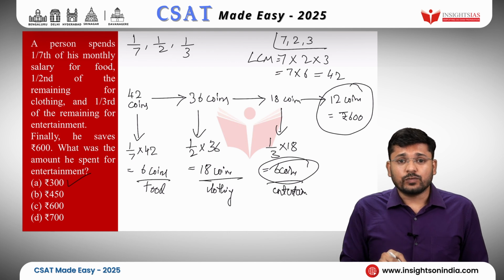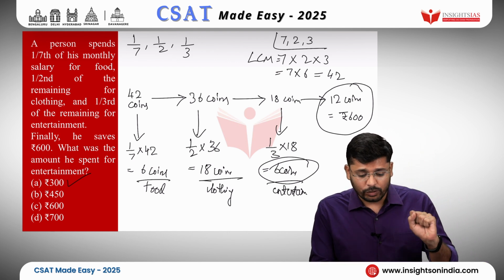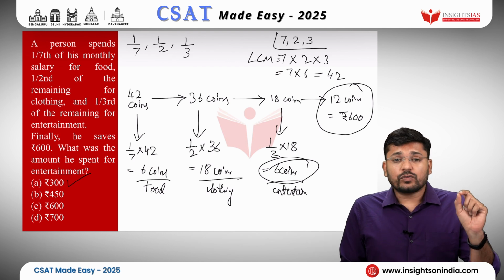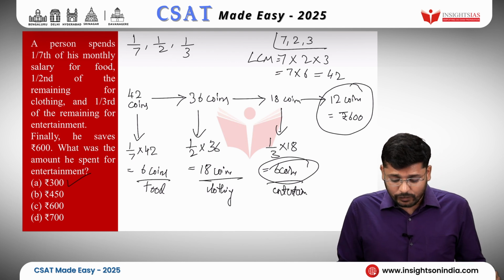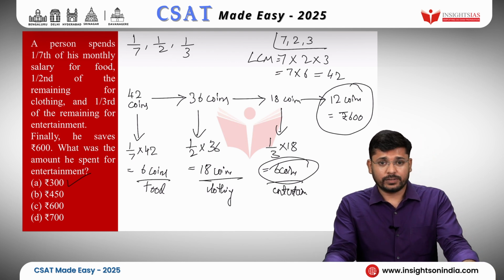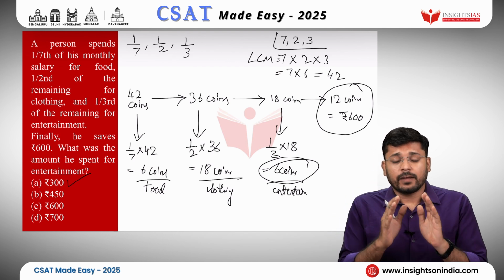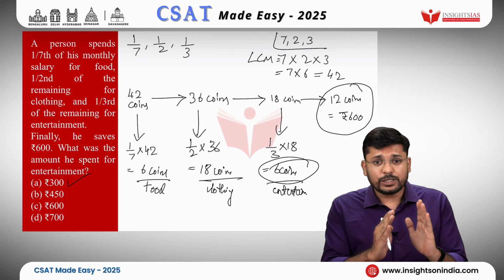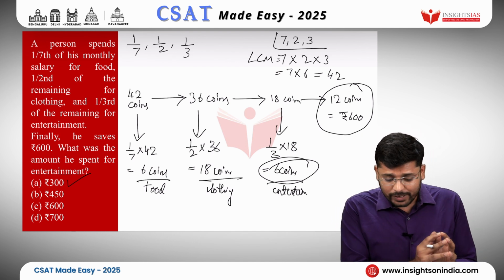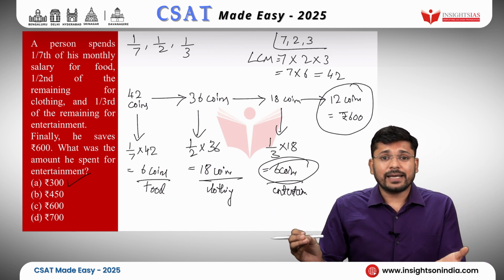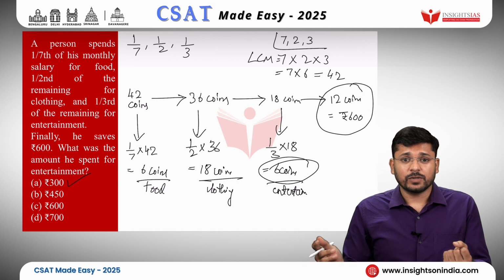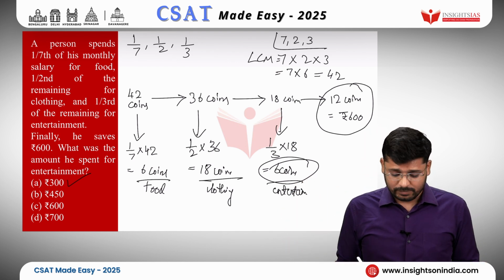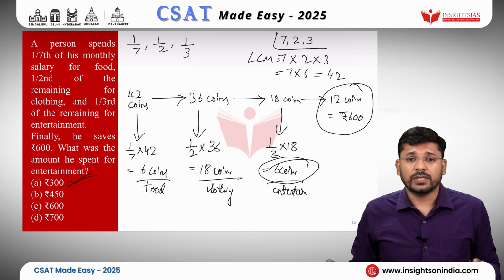You could have answered this without actually solving the problem. I will tell you how. Look at the final statement. 1/3 of the remaining on entertainment. Finally, he saves 600 rupees. So it doesn't matter 1/7, 1/2, monthly. It doesn't matter. Ultimately he spends 1/3 on entertainment, and the remaining is 2/3, which is 600. So if 2/3 is 600, what is 1/3? That is 300. Again, same answer, option A.